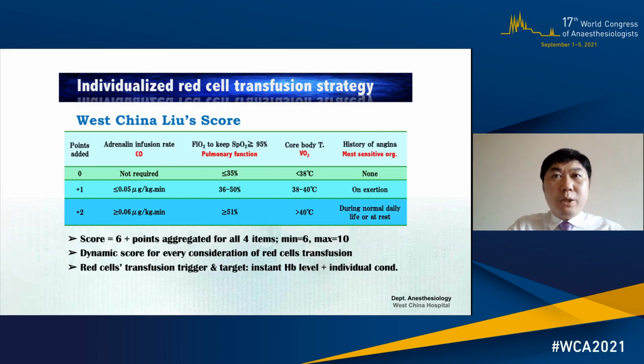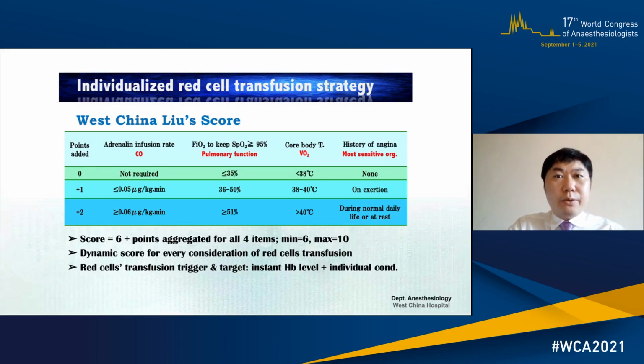So the minimum score is 6, and the final score will be 6, 7, 8, 9, 10, or more than 10. But if the score is calculated as more than 10, such as when the patient has 2 points added in all 4 items and his score would be 14, we treat the patient as if his score is 10. So the maximum score is 10. And it's a dynamic score whenever red cell transfusion is considered. And it should be carried out when the patient's volume status is clinically normal as assessed by clinicians.